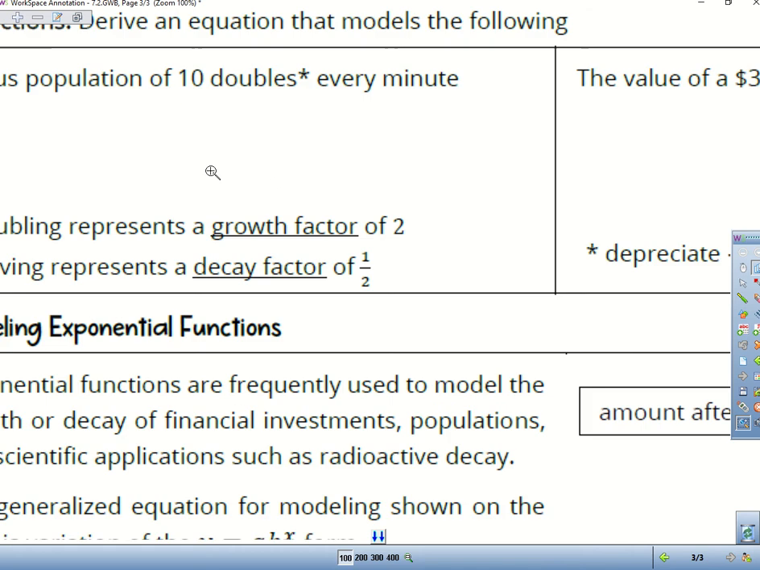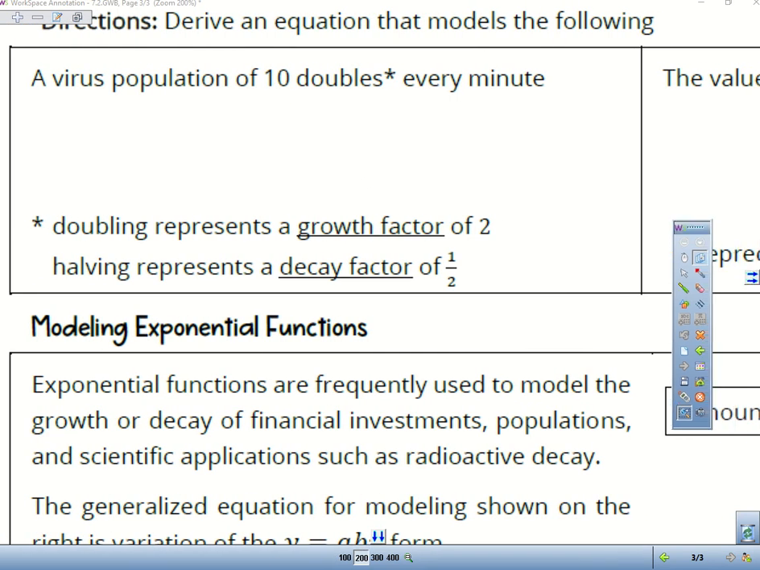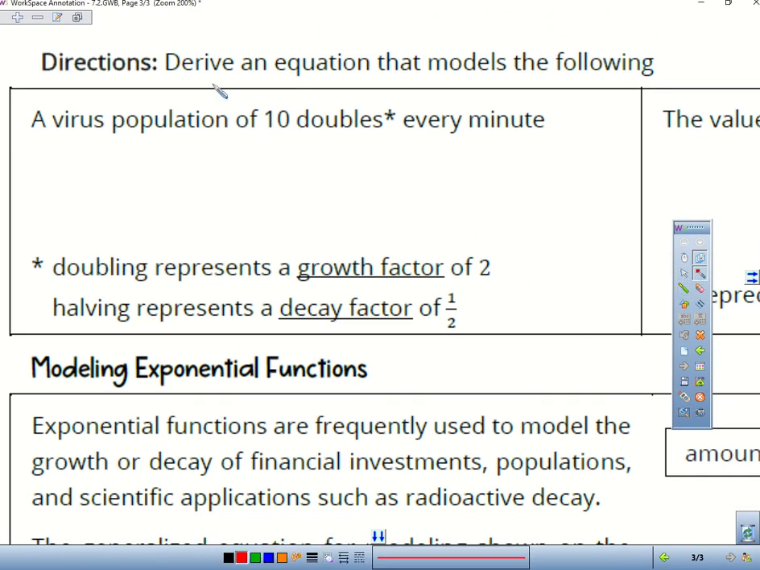So I'm going to zoom in on number 1 here. It says a virus population of 10 doubles every minute. Okay. So we use the formula y equals a times b to the x, where a represents how much you started with and b represents your growth or decay factor. So if a population is doubling every minute, is that growth or decay? Growth. Good. So it's going to be y equals the initial population, which is 10, times your growth factor to the x.